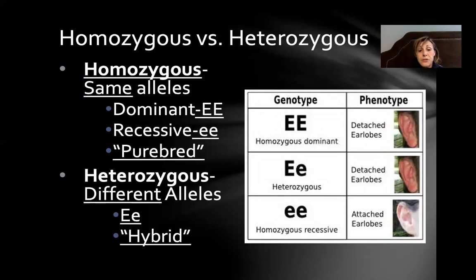Heterozygous is you have two different alleles. So you're a hybrid, big E, little e. So your genotype, if you're heterozygous, you have one dominant allele from one of the parents and one recessive allele from the other. But your phenotype, you show the dominant allele. So you have detached earlobes. So the phenotype is the physical look. The genotype is your genetic makeup.